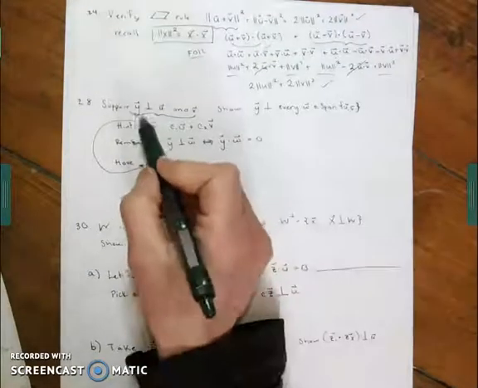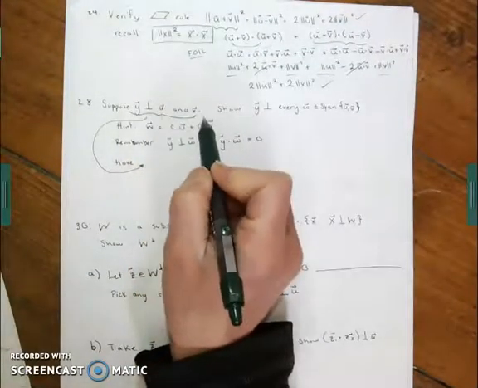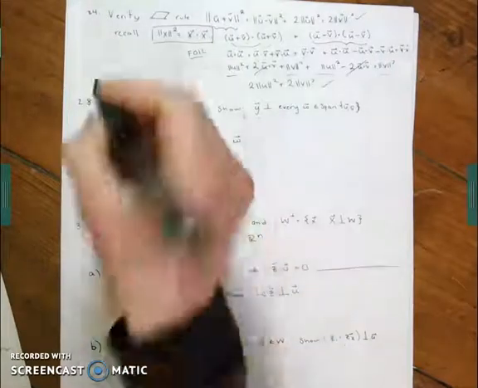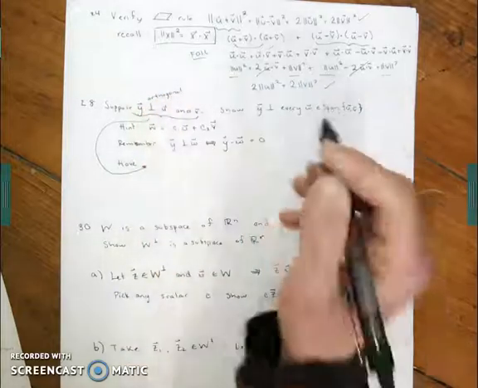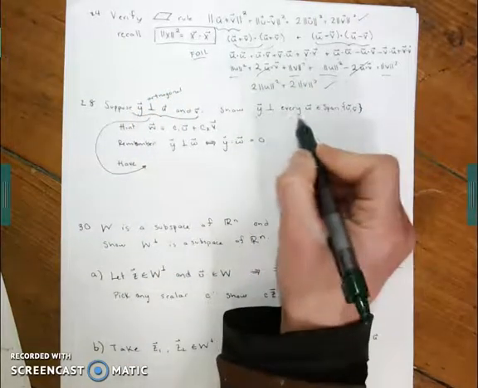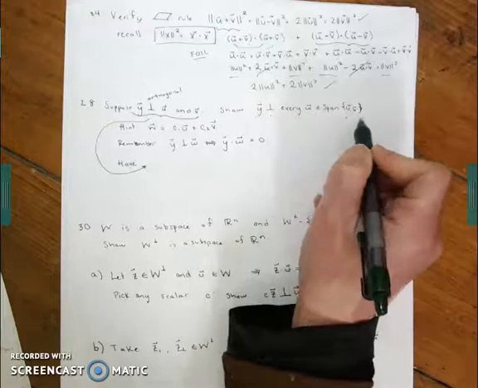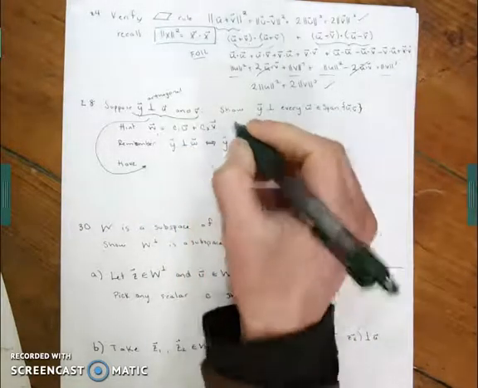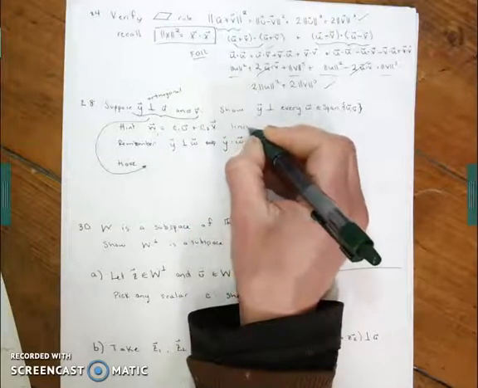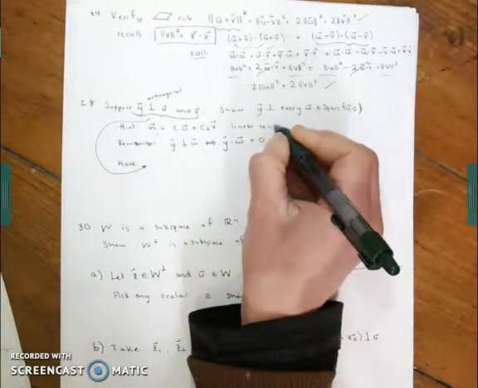All right, on to 28. So suppose y is perpendicular to both u and v. Show that y is perpendicular, or orthogonal, to every w that's in the span of u and v. So if w is in the span of u and v, we can write it as a linear combination of u and v. So that's where we're going to start.